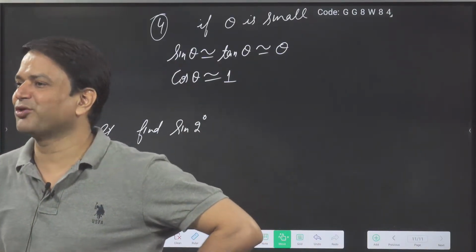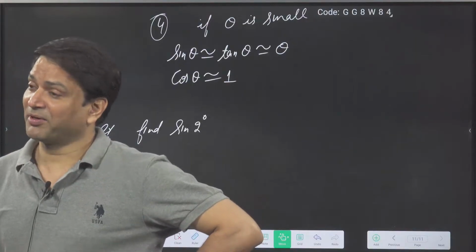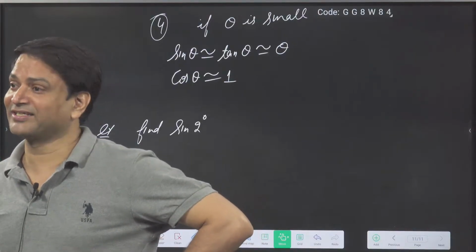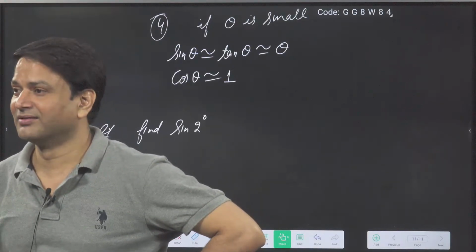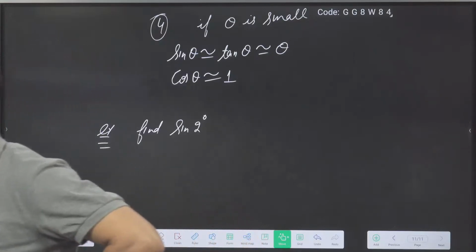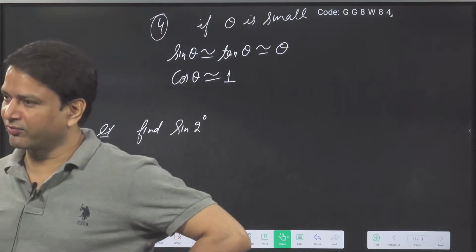What is the maximum value of sin theta, cos theta? 1. But when the angle is small, you are getting the 2. Is it correct? The maximum value, what I said, is 1. But when the angle is small, it will be 2.